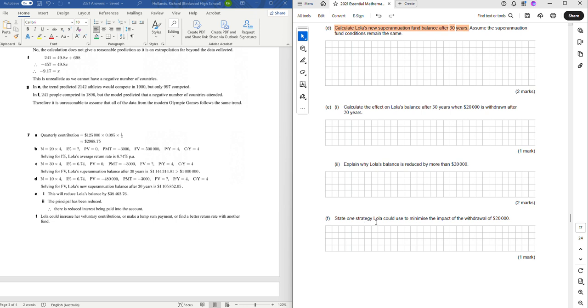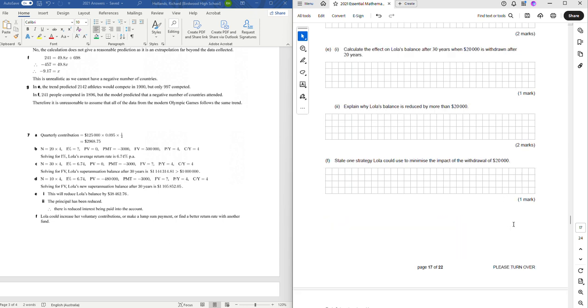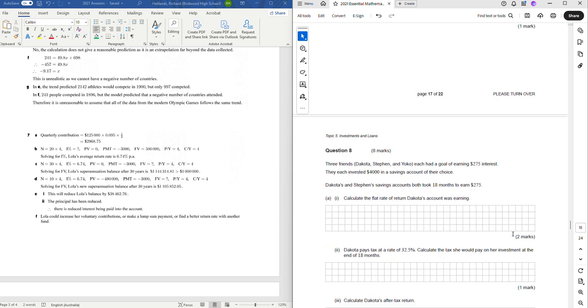State one strategy Lola could use to minimize the impact of the $20,000 withdrawal. There are 3 things we could do: increase her voluntary contribution, so pay more into the account; make a lump sum payment, so if whatever she used that $20,000 for, she had some left over, she could dump that back in; or find a better return rate with another fund. Those are the 3 things she could have done to improve it.